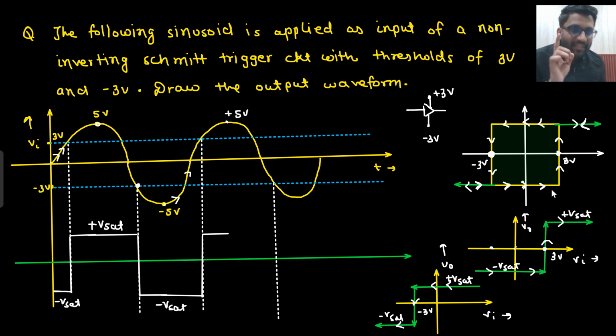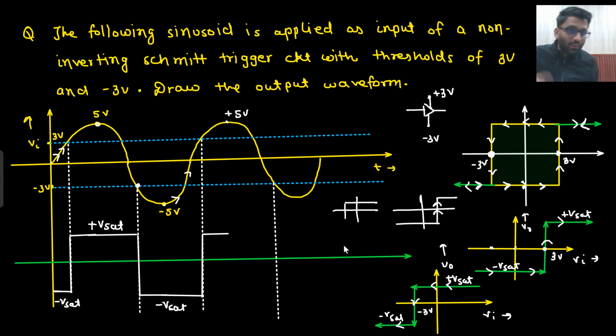Okay, so your transition will be at the upper threshold. You are in the zone of minus Vset. Now you need to go to plus Vset. So I was in the zone of minus Vset, now I need to go to plus Vset. That means I need to cross the upper threshold. And if I am in the zone of plus Vset and I want to go to minus Vset, then I need to cross the lower threshold. This is what your non-inverting Schmitt trigger says.